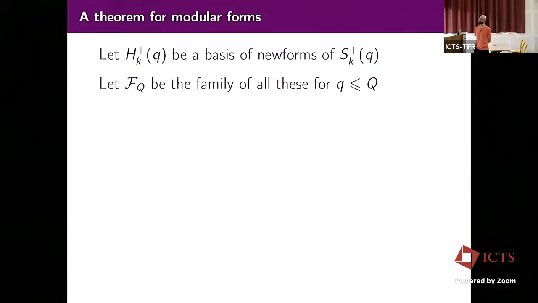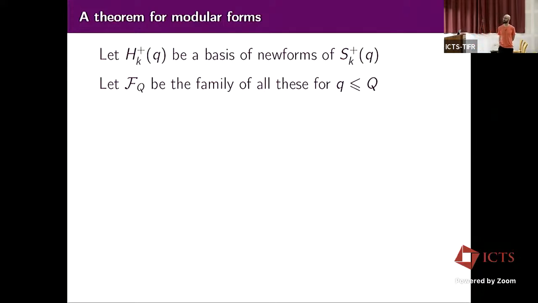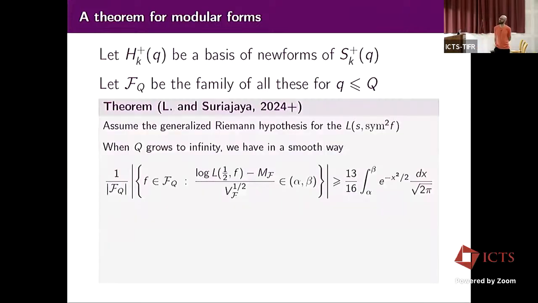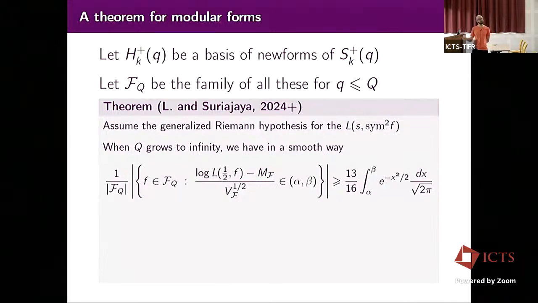So here's the proper statement. So we take a basis of newforms of the modular forms, weight k, level q, positive sign. And I just look at all the levels up to Q. And in that case, assuming the generalized Riemann hypothesis for the symmetric square L-function, I'll pinpoint where that is used, then we have the result indeed. So when Q grows to infinity, then we have this eta equal to 13/16 towards the normal distribution.